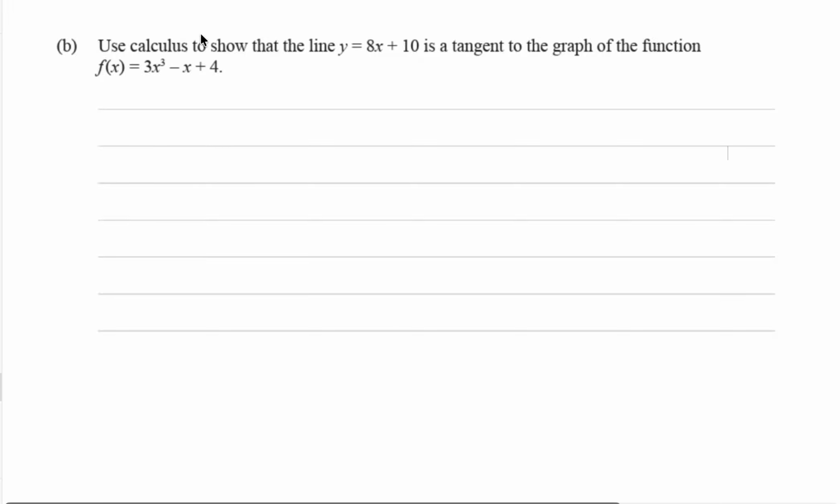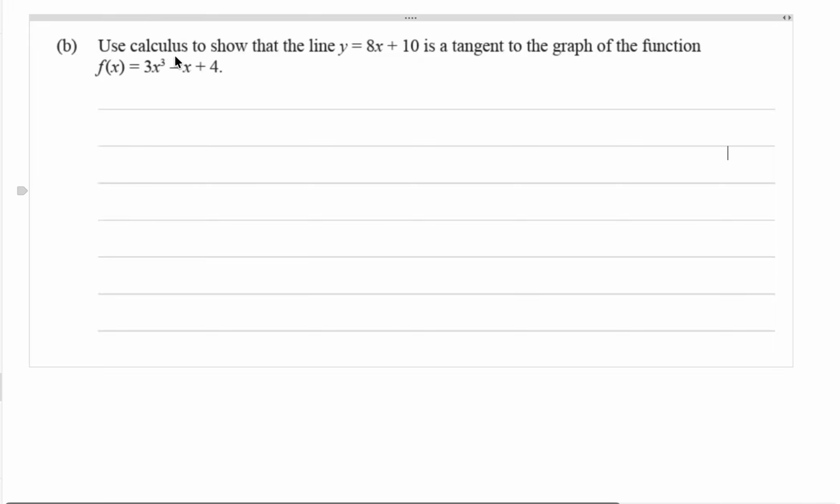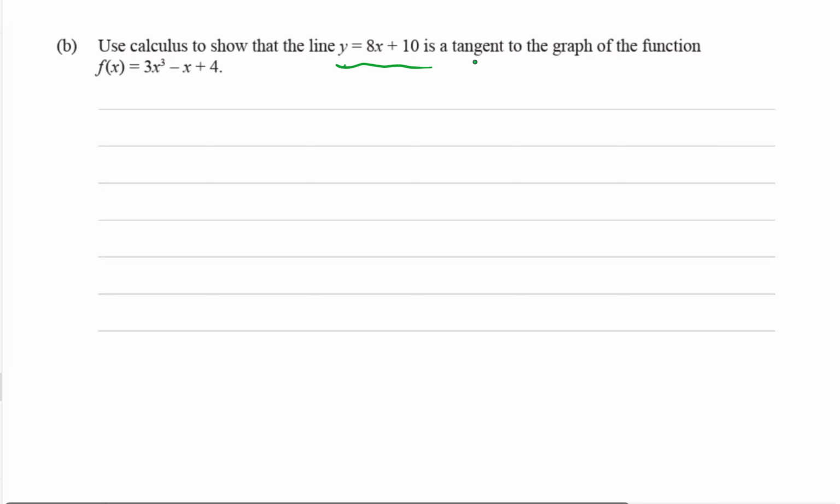Question for 13 July. Use the calculator to show that the line y equals 8x plus 10 is a tangent line to the graph of a function f(x) equals... This is a cubic function. If I see a question like this, as I said before, the first thing in your mind should be: I need to sketch a graph for this function. It will help you a lot.